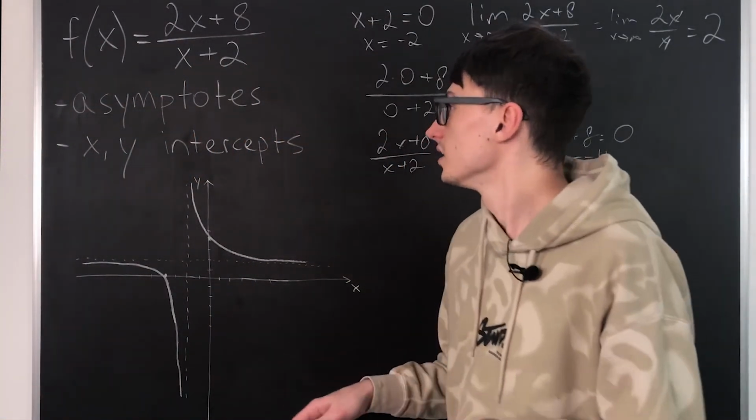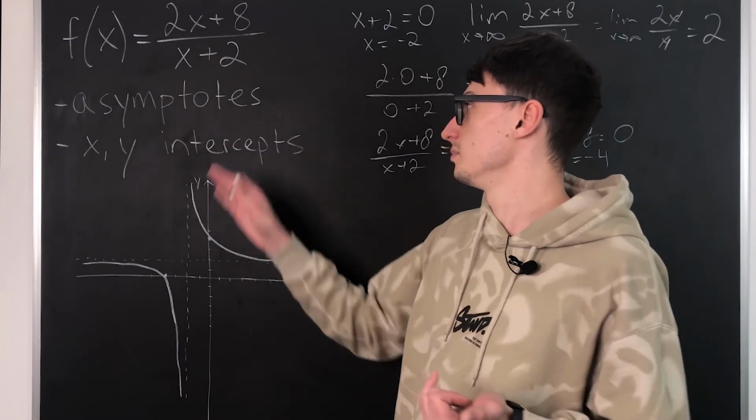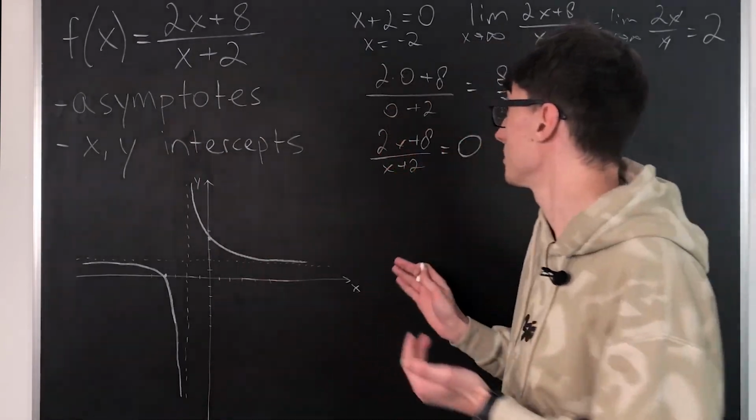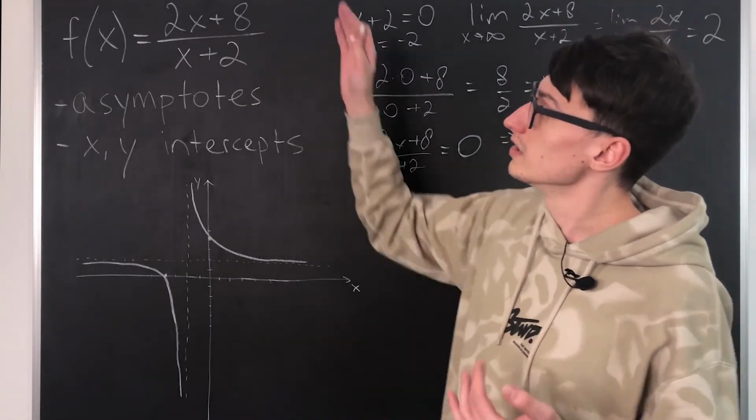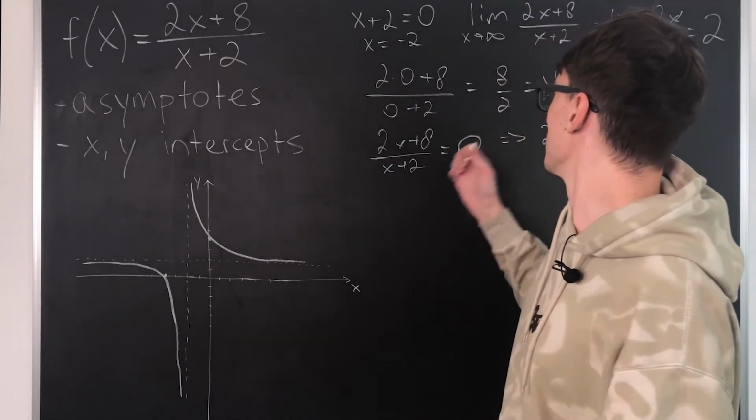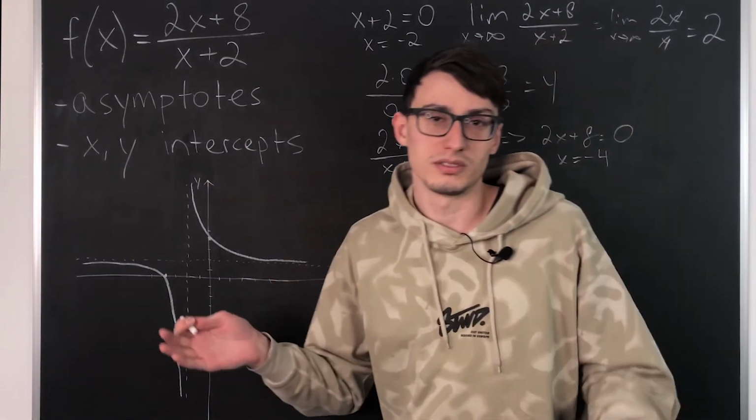It's that simple. So anytime a problem asks you to find the asymptotes, the x and y intercepts, these are the steps you have to do. When is the denominator equal to 0? Plug in 0 for x, and find when the intercepts happen. And that's pretty much it.